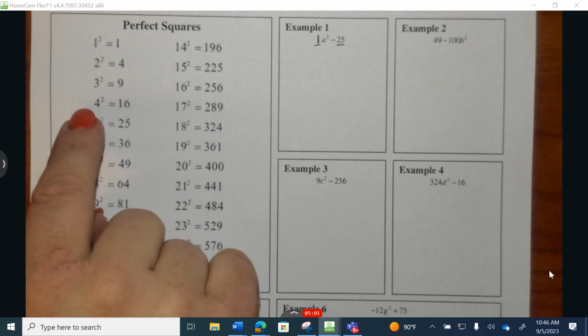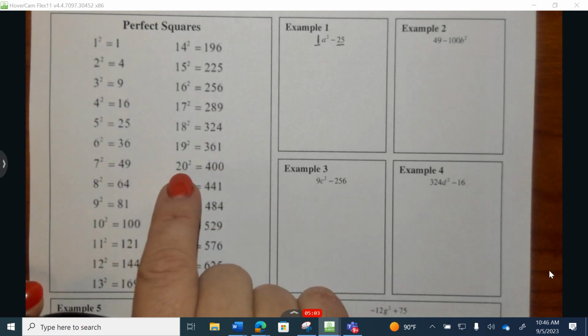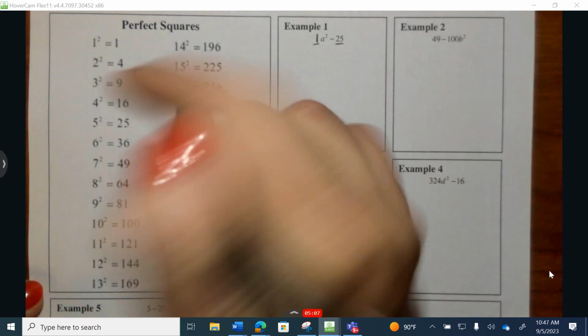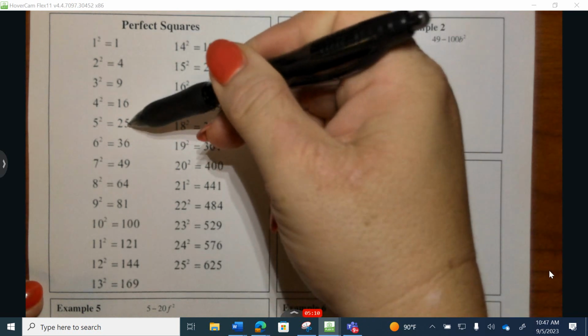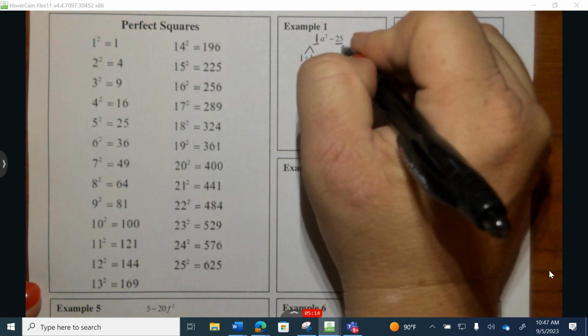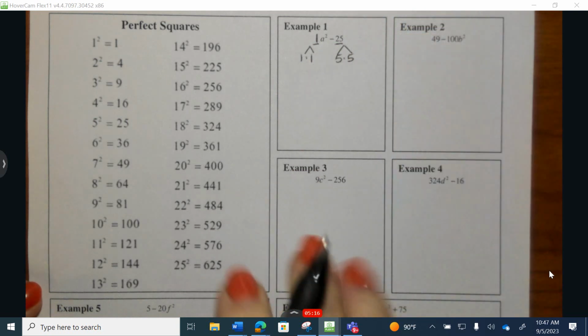Example, 16 is achieved by taking 4 times 4. 400 is 20 times 20. So I want to know, is 1 and 25 on this list? Yes, 1 is 1 times 1. 25 is 5 times 5. Perfect. This is going to break into 1 times 1 and 5 times 5.